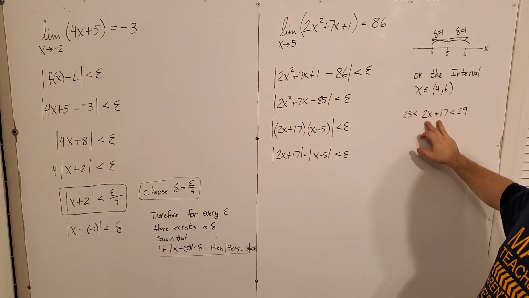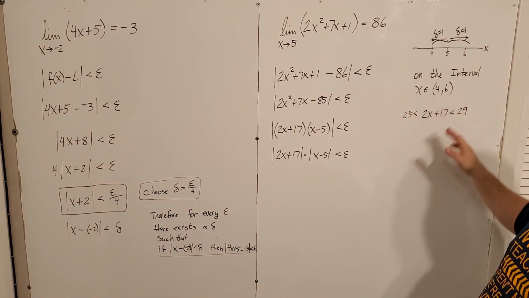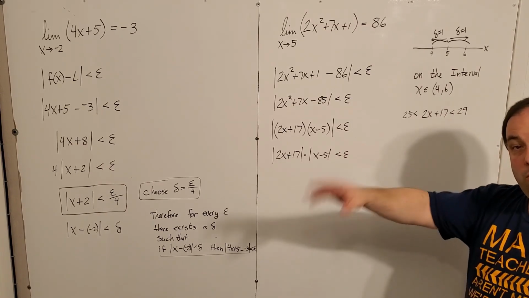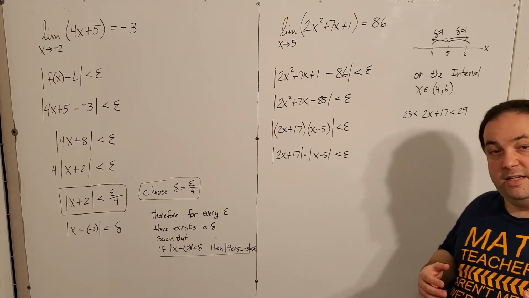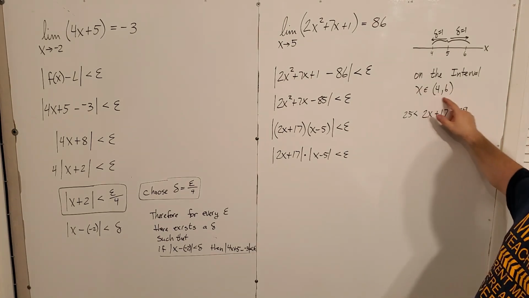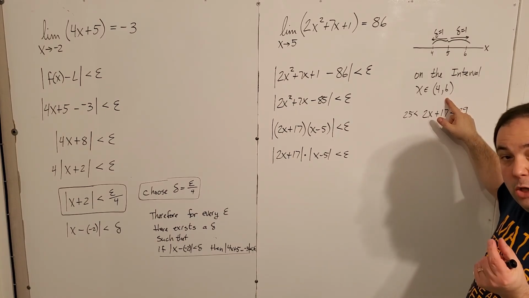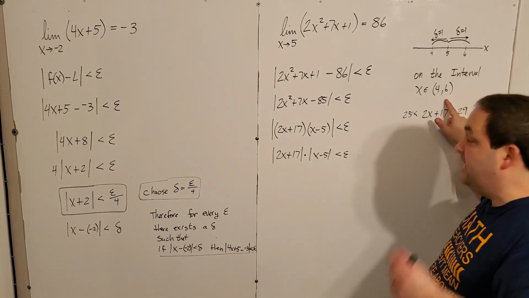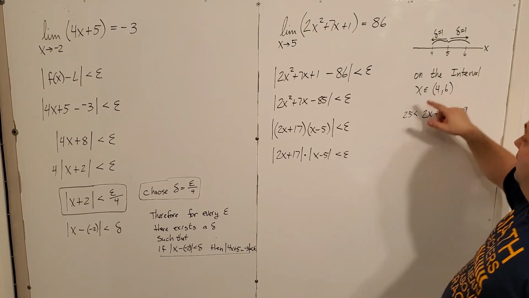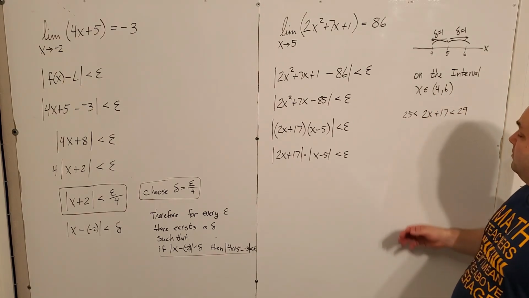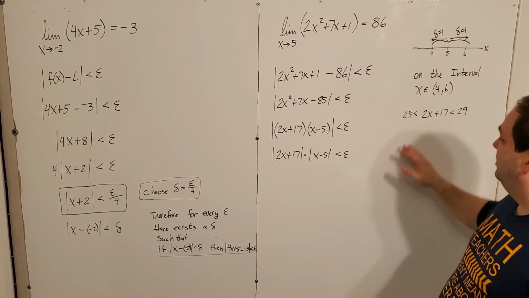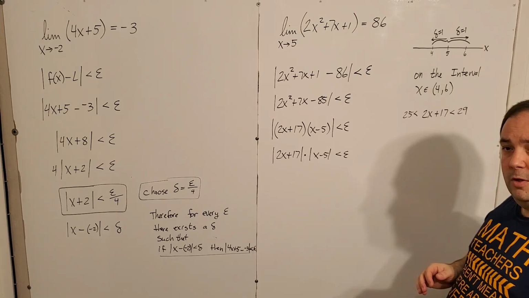So I'm taking the 2x plus 17, and I'm trying to give it just an unimportant numerical value that will serve the purpose of helping me find a delta, okay? So I know I'm going to be at least this close. I could actually get closer, but I'm going to be at least this close here, between 4 and 6. So that means the 2x plus 17 is going to be something between 25 and 29, okay?